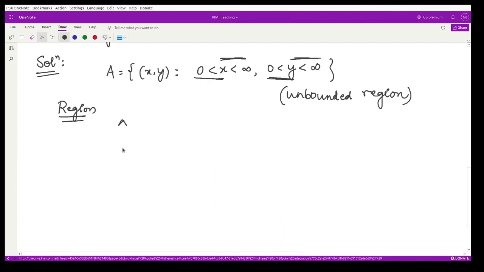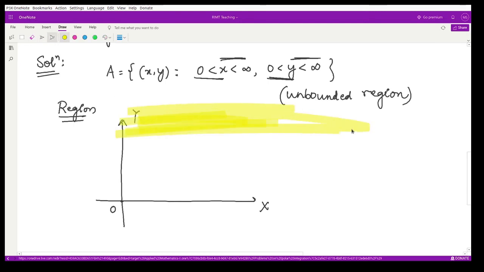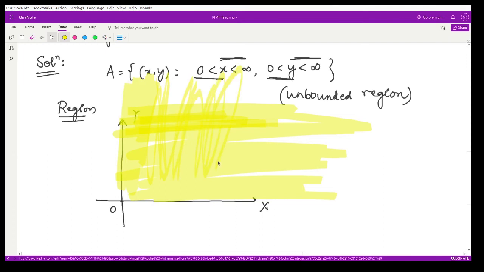So how would it look like? This is the x-axis, this is the y-axis, and this point is the origin 0, 0. It will go up to infinity. So whatever is this whole region, that is your region. And similarly in the upward direction also you will have the same region, right? It will move up to infinity. So this whole is your region.